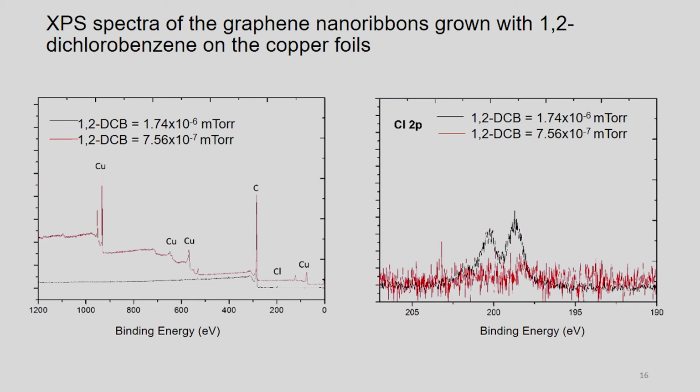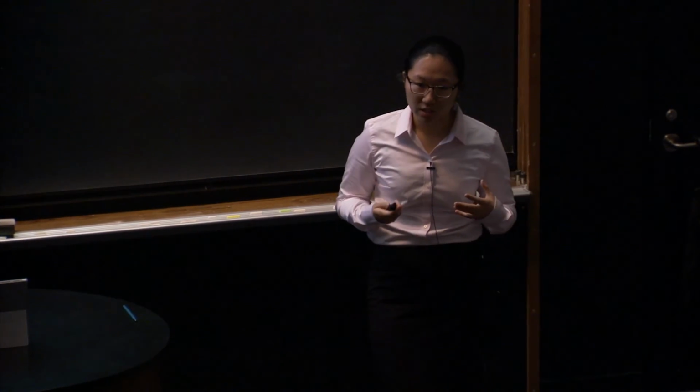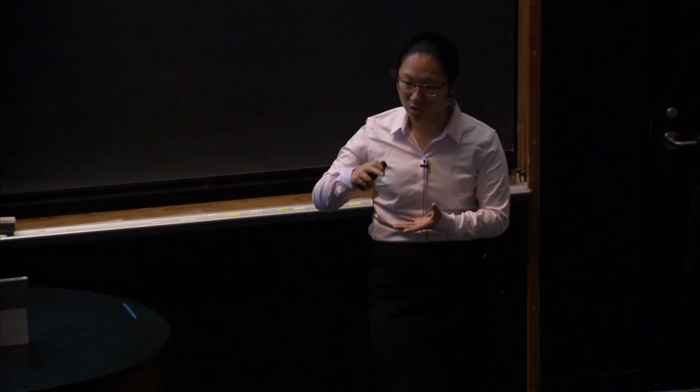This is supported by the XPS spectra of the graphene nanoribbons grown with a small proportion of 1,2-dichlorobenzene and a large proportion of 1,2-dichlorobenzene. For the graphene nanoribbons grown with a small proportion of 1,2-dichlorobenzene, we see that there are no chlorine peaks, while the graphene nanoribbons grown with a large proportion of 1,2-dichlorobenzene exhibit chlorine peaks, which indicate that the halides are somehow facilitating the attachment of the precursor onto the graphene nanoribbons when they branch.